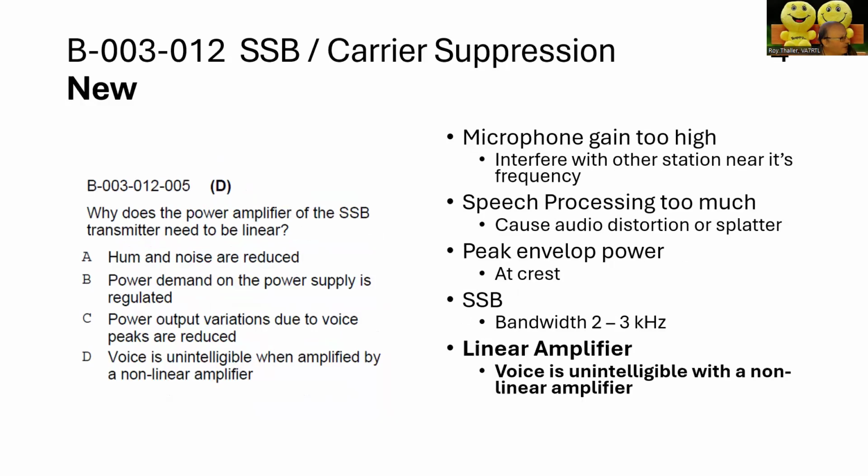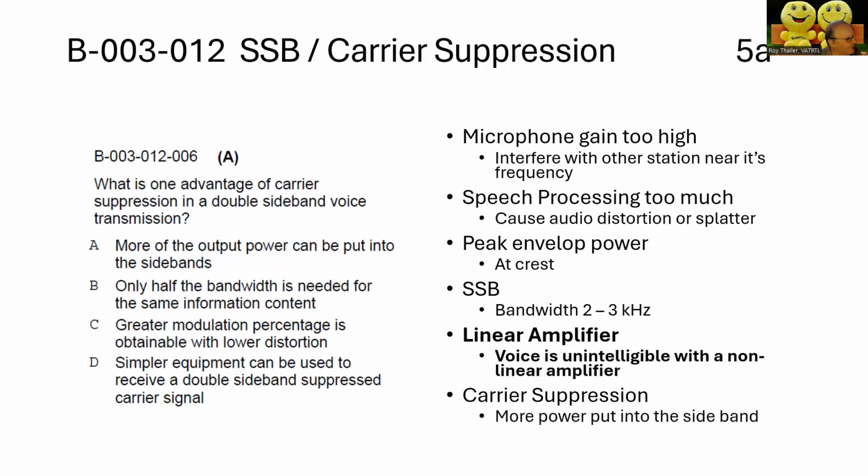Here's a new question. Why does the power amplifier of a single sideband transmitter need to be linear? That's because you want to amplify the signal as close to the input as possible. The voice is unintelligible when amplified by a non-linear amplifier. With a non-linear amplifier, you're only amplifying parts of the waveform. You ideally want to amplify the whole waveform.